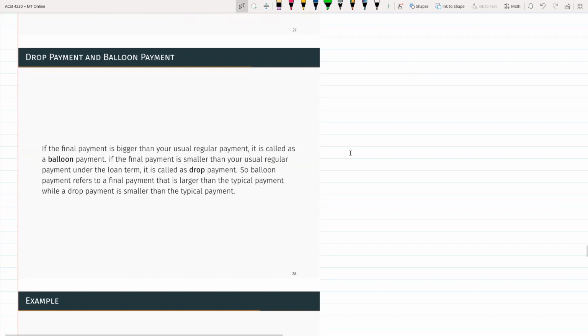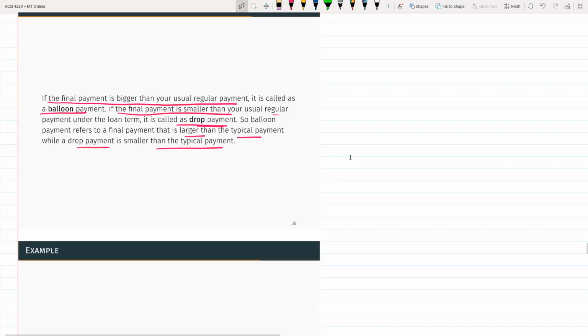So here's another one. When you repay a loan, usually you have the first n minus 1 payments at a level amount, but then the last payment can be either lower than what you used to pay or bigger than what you used to pay. So it is called either a drop payment or a balloon payment. If the final payment is bigger than your usual regular payment, it is called a balloon payment. If the final payment is smaller than your usual regular payment, it's called a drop payment. When you read the problem, if it says the last payment is a balloon payment, then you need to know that the last payment is going to be bigger than what you used to pay. If it says the last payment is a drop payment, then the last payment is going to be less than what you used to pay. So you need to understand those words right away.